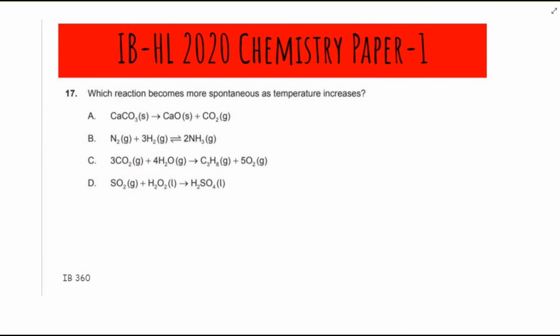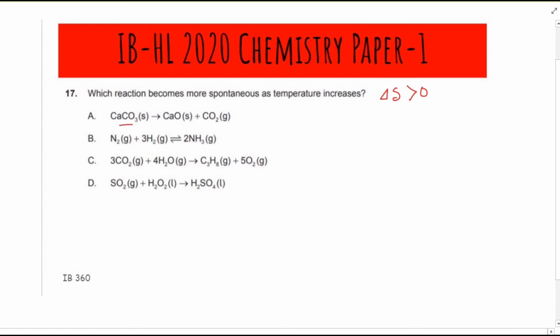Now moving on to the next question. In this question, we need to know in which reaction becomes more spontaneous as temperature increases. Basically, we need to find out which of these reactions has delta S, or the entropy, increasing. Entropy increases when the reactants are getting converted to products. Let's start from the first one.